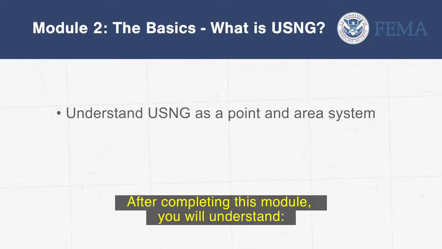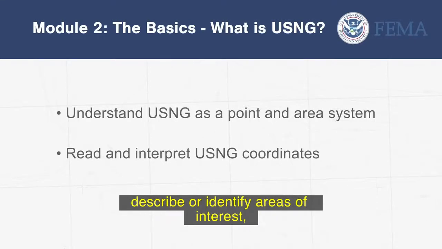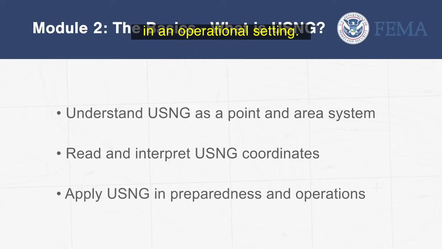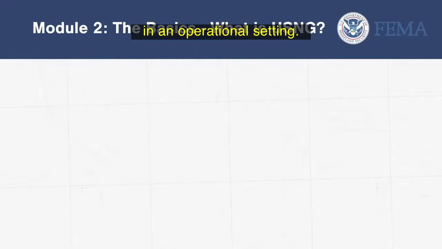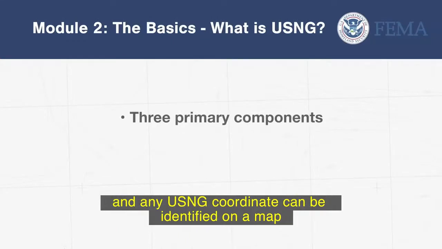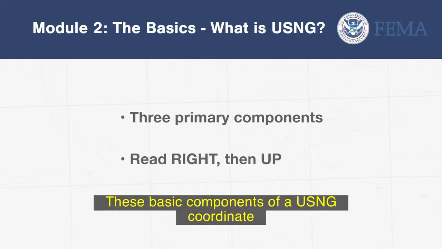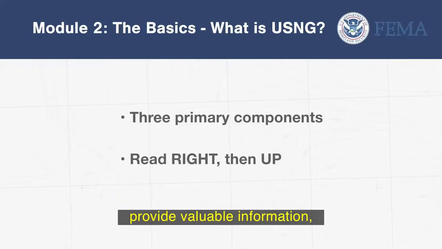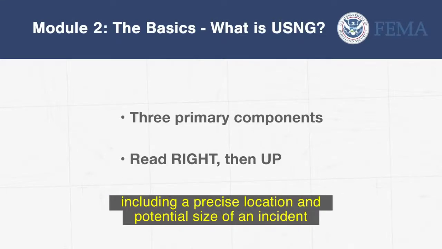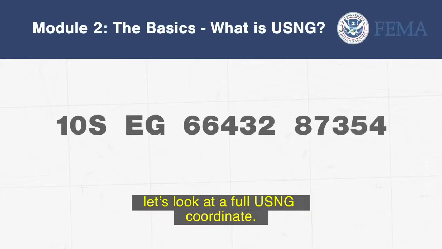After completing this module, you will understand how to read and interpret USNG coordinates, describe or identify areas of interest, and how to apply a common grid reference in an operational setting. A USNG coordinate is made up of three primary components, and any USNG coordinate can be identified on a map by reading right, then up. These basic components of a USNG coordinate provide valuable information, including a precise location and potential size of an incident. To illustrate this, let's look at a full USNG coordinate.